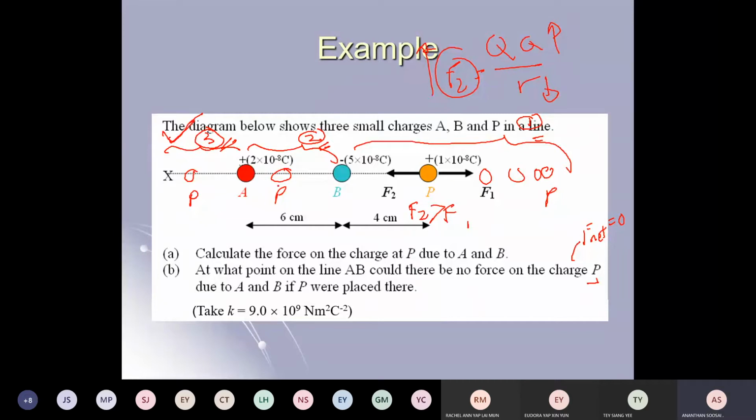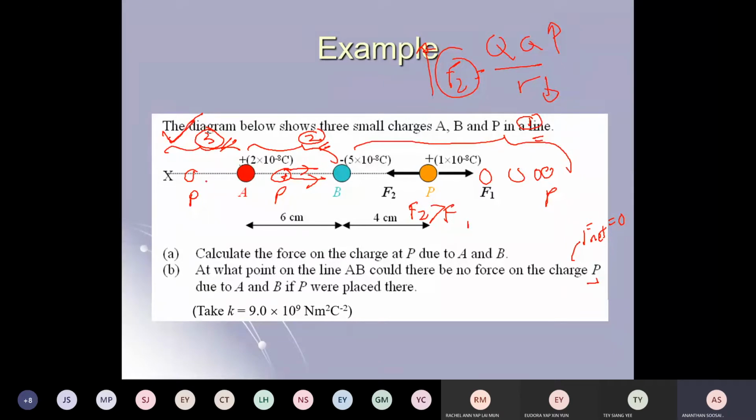Second region, what is the problem? Why can't it achieve net force 0? Because B exerts a force to the right, because it's negative and P is positive. And A is going to push the P to the right too. Both forces act in the same direction. So no way the net force is going to be 0.